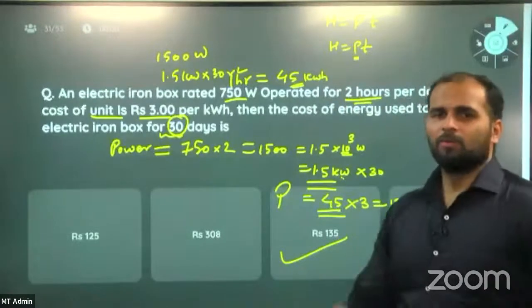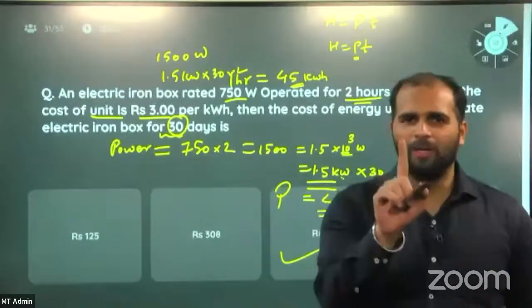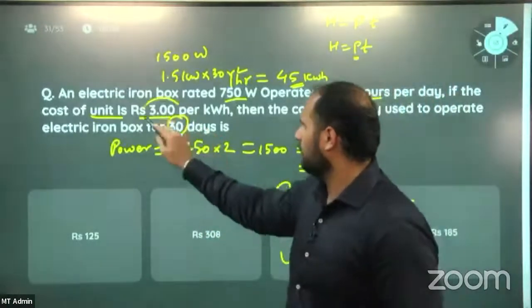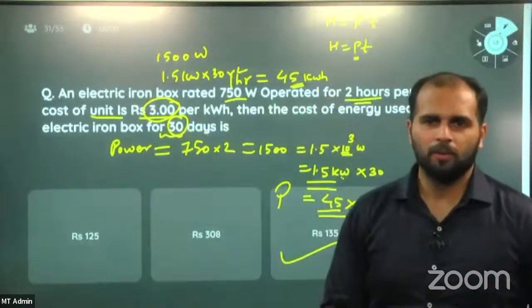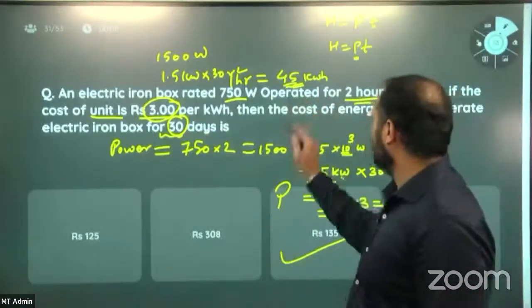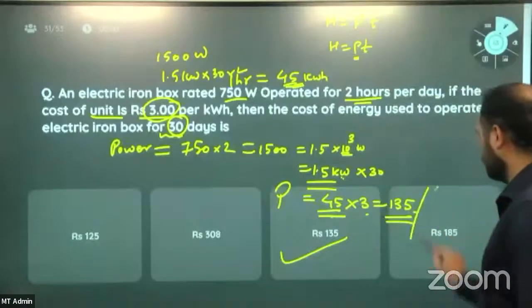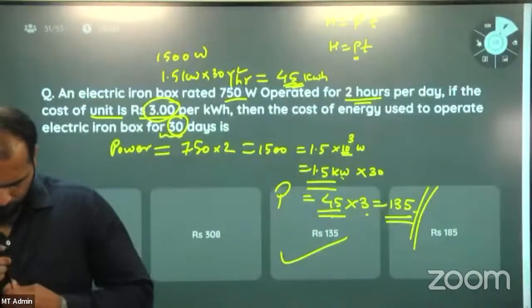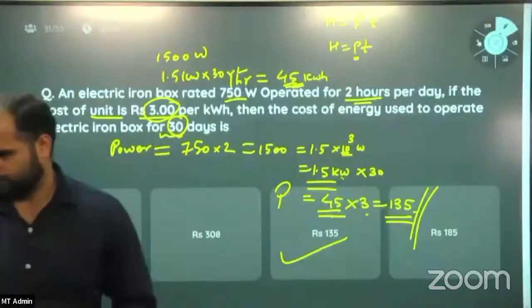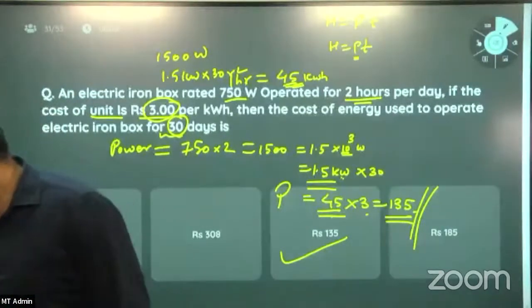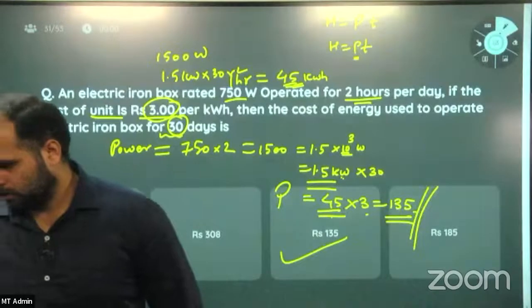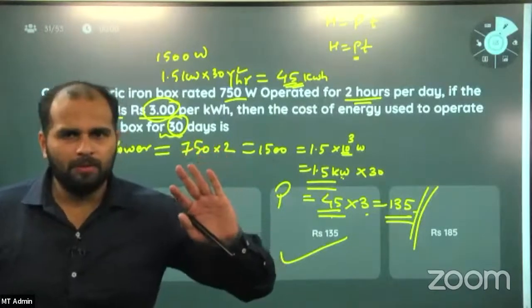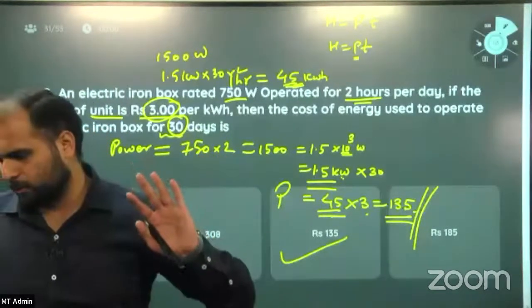Okay. So what they are saying is that for one unit, the government is asking for 3 rupees. So sir, how much will it be for this? That will be 45 into 3, that is your 135. Am I clear with this part? Tanishq, I hope this calculation is clear to you. Yes, yes, yes. I hope this is clear, everyone. No more doubts in this question.